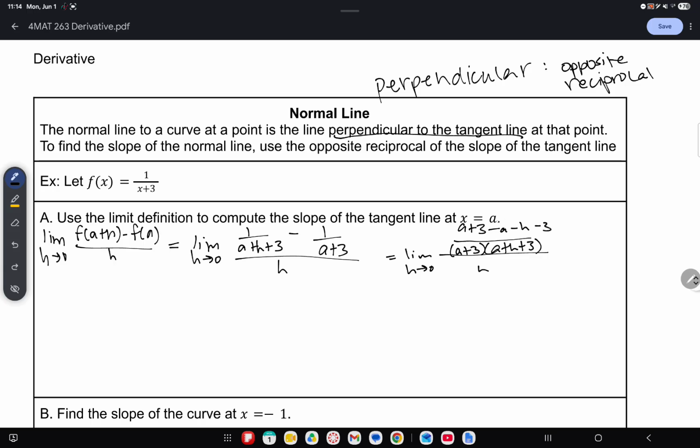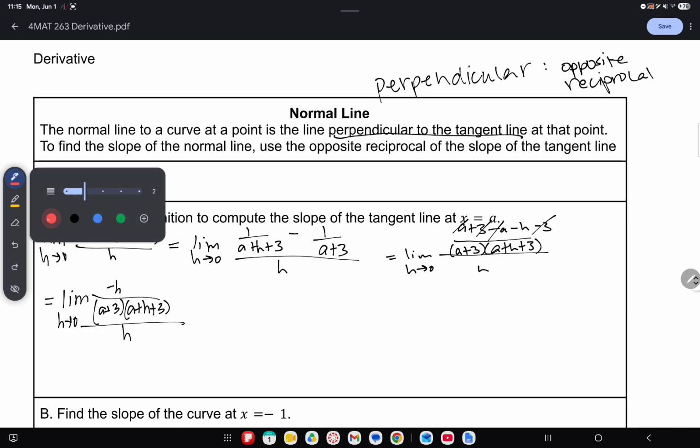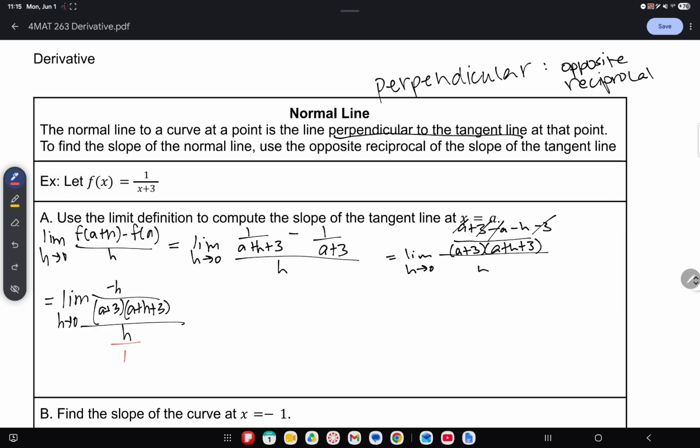I'm going to do some simplifying. The a's will cancel, the 3's will cancel, so I'm left with negative h. I'm going to go over here. So I have the limit as h approaches 0 of negative h over a plus 3 and a plus h plus 3, all over h. Now I have a fraction over a fraction, so big C over little c is the same thing as multiplying by the reciprocal.